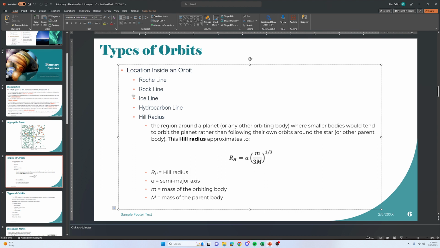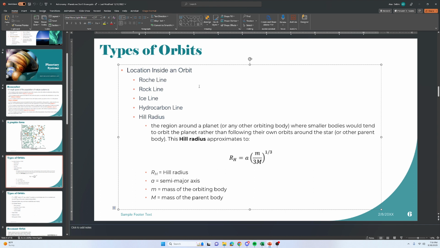Okay, if you're between here and here, you're going to be a rocky world. If you're between here and here, you're going to either be an ice world, or you'll be like Jupiter and Saturn, where you're mostly a gas giant. And if you're beyond the hydrocarbon line, that's when you have like frozen methane, and that's what like Neptune and Uranus are like.